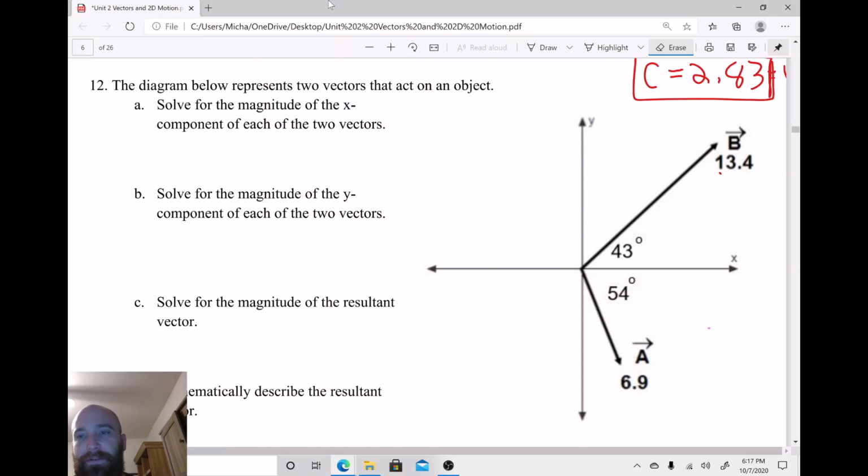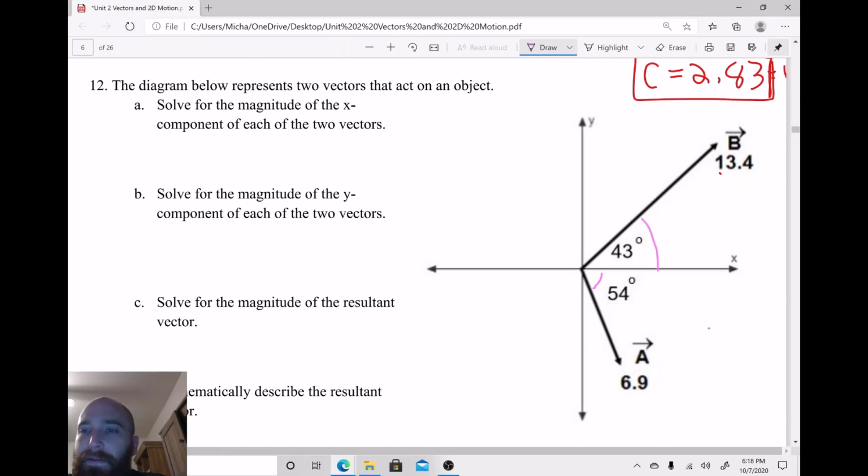Okay, so how bad do these actually get? Well, they get something like number 12, which is, again, about as bad as I could possibly ask. The diagram below represents two vectors that act on an object. So we've got two vectors. Vector A has a magnitude of 6.9 and is below the x-axis at an angle of 54 degrees. Vector B has a value of 13.4 and is above the axis at an angle of 43.